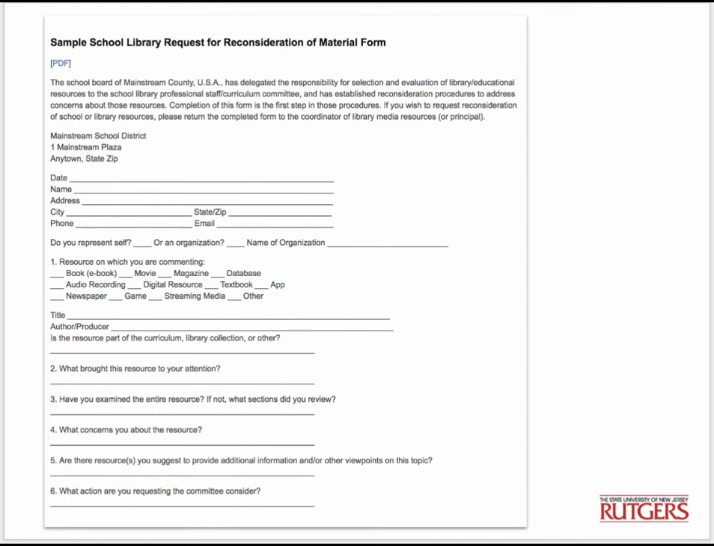Another element of the material selection policy is the reconsideration of materials form. This is really critical. If somebody is serious and they want to seriously challenge any type of material in your library, they should be willing to fill out the form. Often somebody just wants to complain and they're not going to be serious enough to fill in the form.